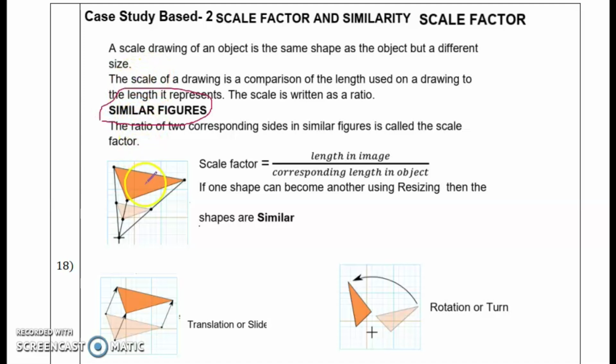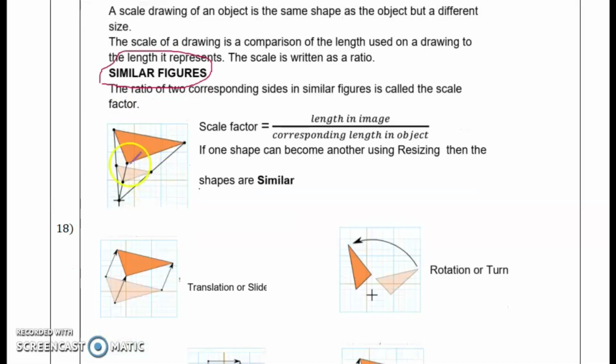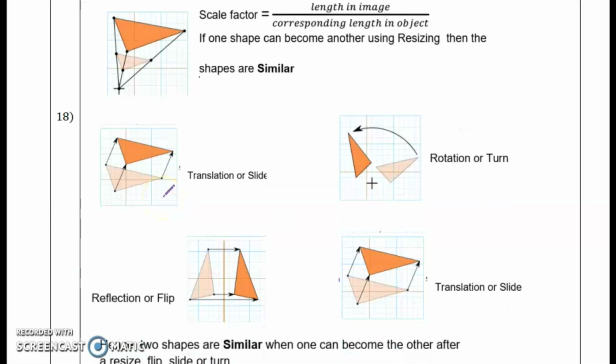Everybody knows about this. I think the questions are mainly asked about the similarity between the diagrams. Everybody is aware of similar triangles, right?